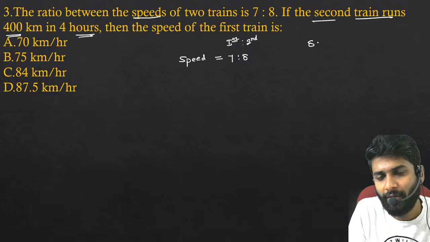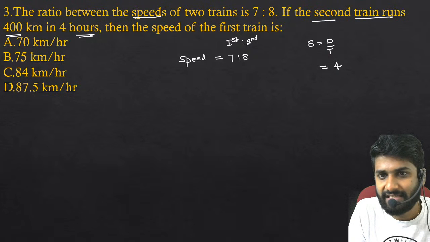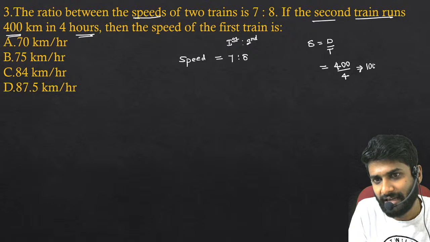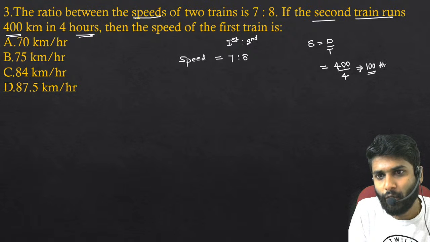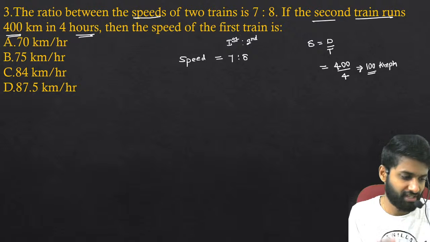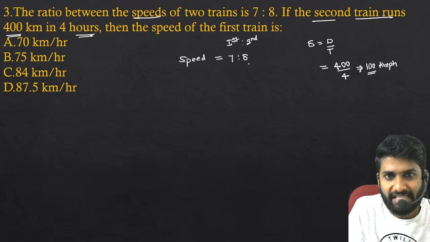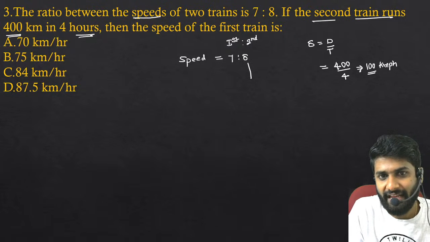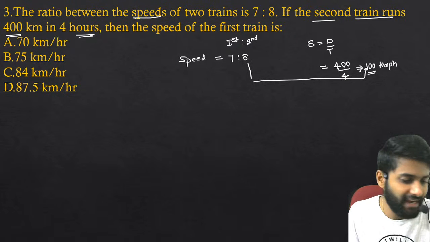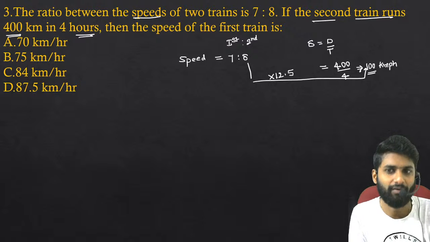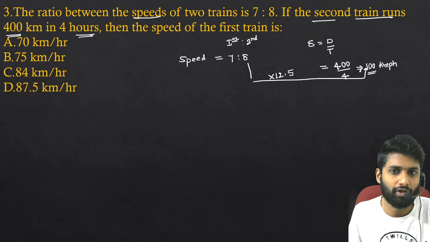Now, what is the speed formula? Speed can be calculated as distance by time, Nana. Here, distance is equal to 400 kilometers, time is equal to 4 hours. The value becomes exactly 100 kilometer per hour. That is the original value. Now, this original value you should compare with the speed ratio. Now see, 7:8. Then 8 units become 100. Each unit is exactly equal to 12.5, Nana. Why? Because 100 by 8 is equal to 12.5.